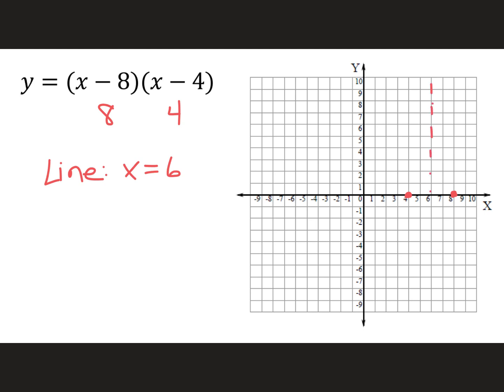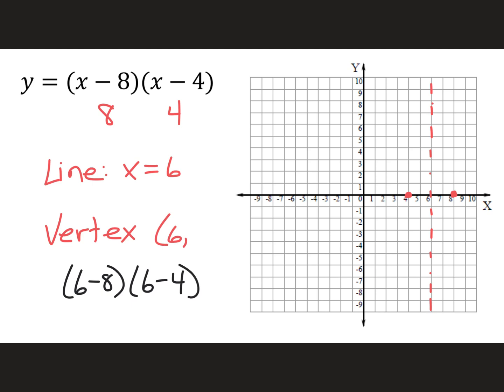It's up to you on paper if you want to go ahead and draw that line of symmetry or not. And then my vertex is going to be 6. And now I'm going to put it back in that equation. So I'm going to do 6 minus 8 times 6 minus 4. So that's a -2 times a +2. Remember I said those two should be opposites, which equals a -4. So my vertex is going to be (6, -4). So let me find that and plot it right here. 1, 2, 3, 4. There we go. And then draw the arms of my parabola, and I am done.